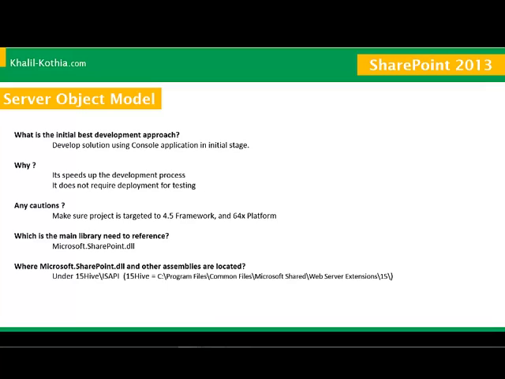Now, 15 Hive is new in SharePoint 2013. It used to be 14 Hive for SharePoint 2010. For SharePoint 2013, it's now 15 Hive. The folder location is the same: C program files, common files, Microsoft shared, web server extensions, 15. Inside the 15 folder, you will have one more folder called ISAPI.